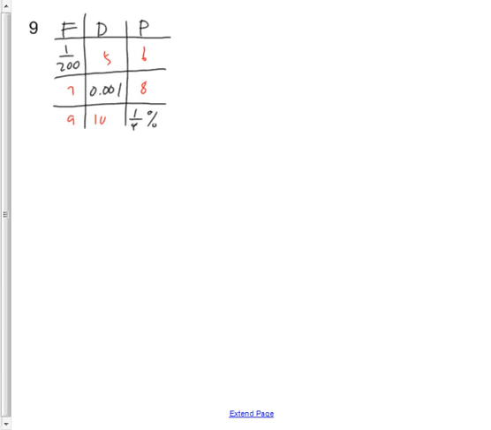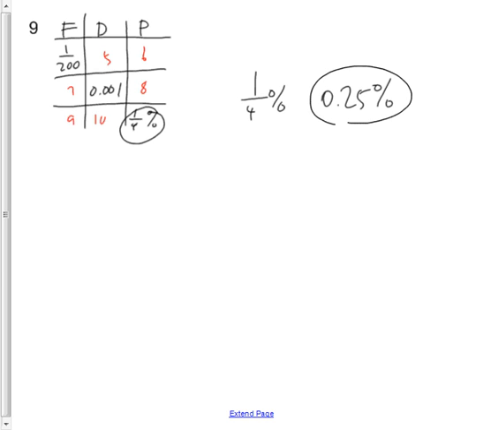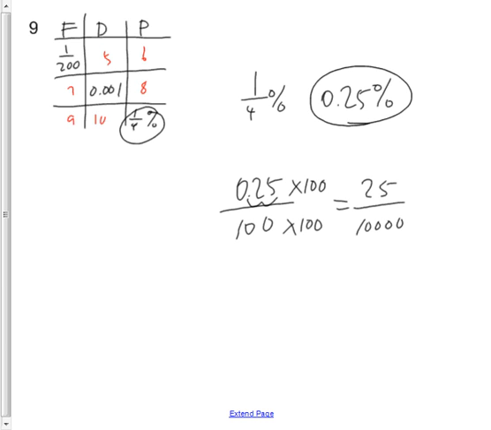For question 9 and 10, it says 1/4%, which could be written as 0.25%. They're both the same thing. I'm going to start with this number here because I'm going to first write it as a fraction. So 0.25% would be this, but we can't utilize that because it has a decimal in it. So I have to move the decimal twice, which means I'm going to multiply it by 100. Multiply this by 100. I get 25 over 10,000, which is what that would be as a fraction.